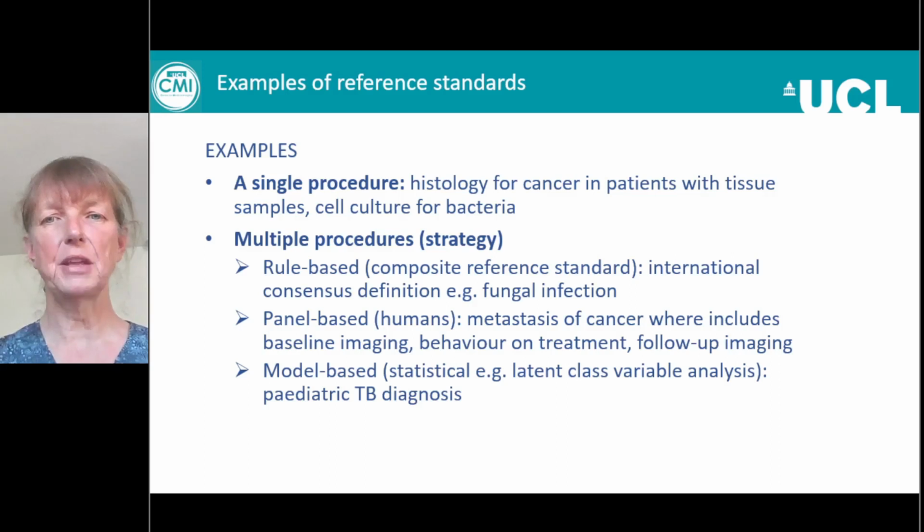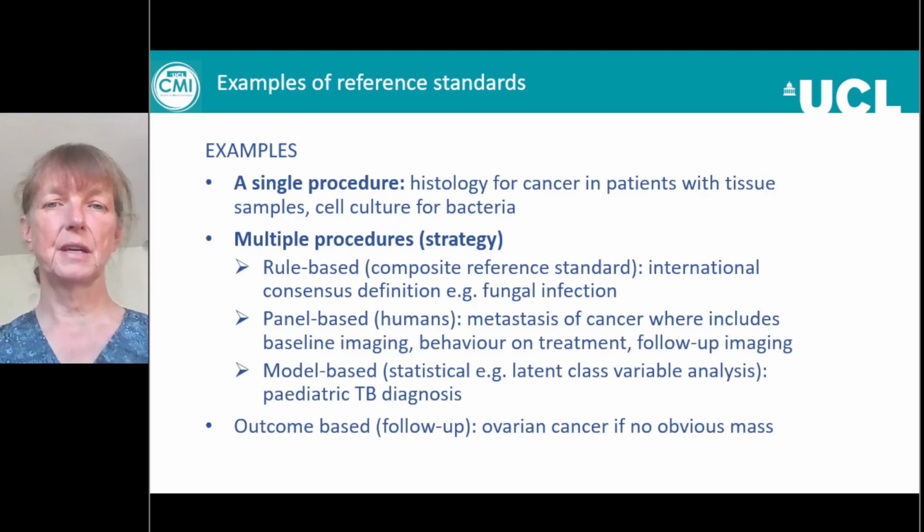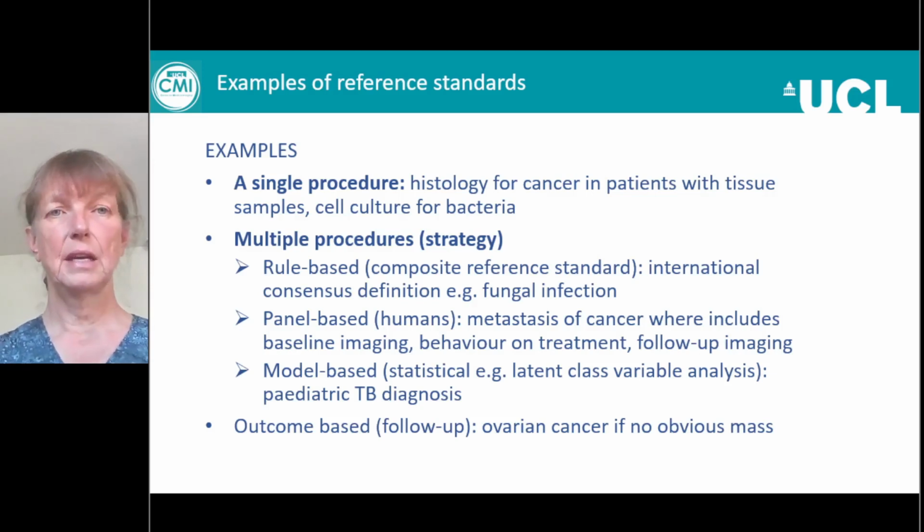For the model-based methods, one of the statistical methods is latent class variable analysis, but you could also have some sort of rule-based system. Latent class has been used in paediatric TB diagnosis. We do also have outcome-based things. For example, in ovarian cancer, if you don't see an obvious mass, you can follow them up, and then you can work out by following them up if they have any signs, symptoms, or any masses appear across a period of time.